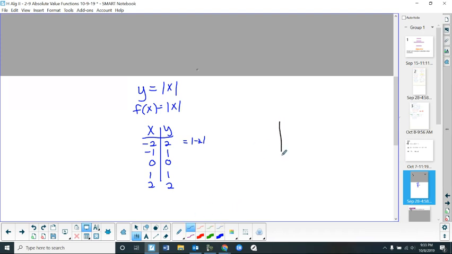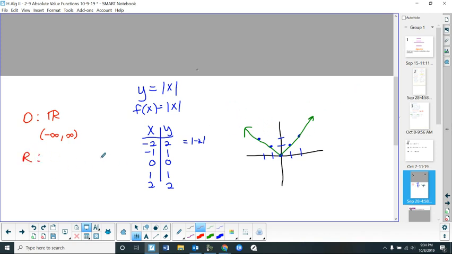So hopefully you guys remember that your graph for this is a V shape. At -2, you have 2. At -1, you have 1. At 0 is 0. 1 is 1. And 2 is 2. So your graph is a V that goes on forever in this direction. So your domain is all real numbers, or -infinity to infinity, because it goes left forever and right forever.